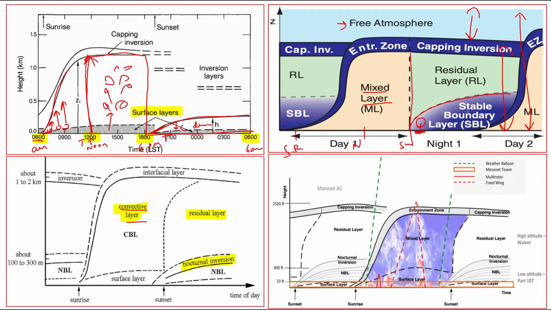So this is called the stable boundary layer, or another name is the nocturnal boundary layer. Nocturnal boundary layer. And above that, what happens? The already mixed boundary layer, this portion, is trapped between the stable boundary layer and the capping inversion. So this is called the residual layer.